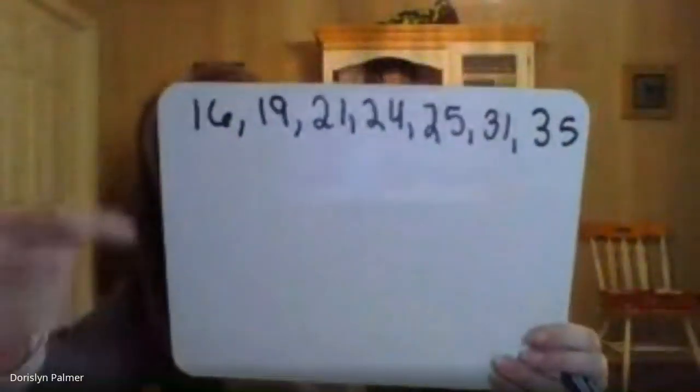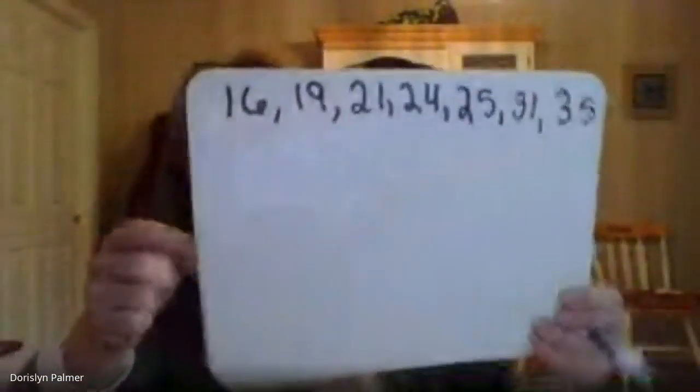Okay, so I made my list. When I do this, I always count them and make sure I have the same number that was in the original list. I have 7. And they had 7 to start with, so I feel pretty happy. Okay. Now, the first thing when you find a box and whisker plot. I'm just saying you should have 7 numbers. Make sure you have 7 numbers in your list.